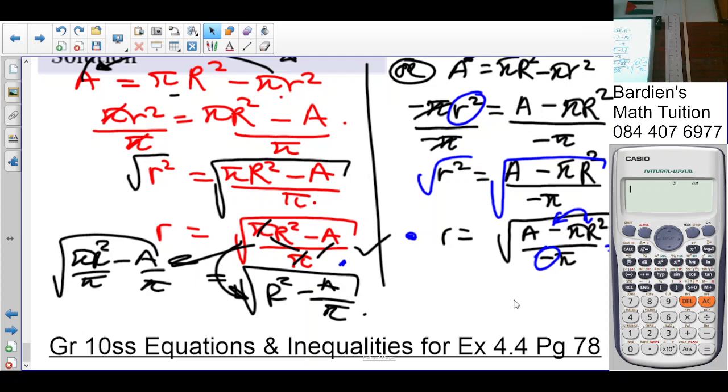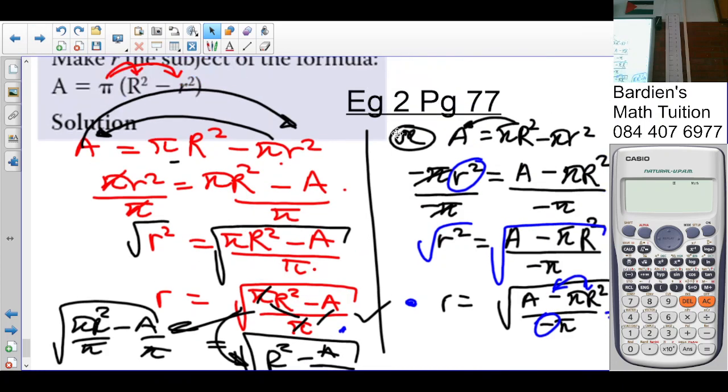Okay, anything else? Right. The next one is example 3, and example 3 is on page 77.